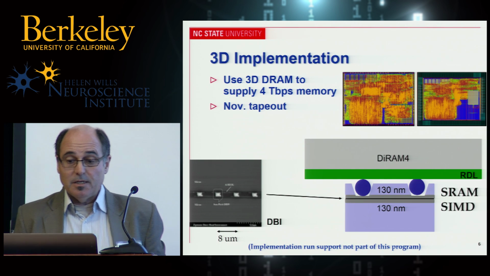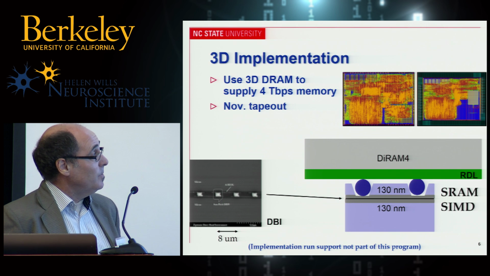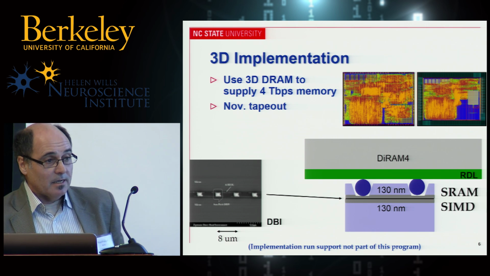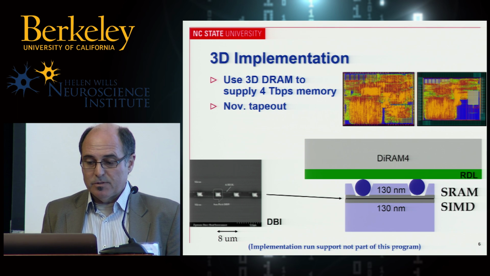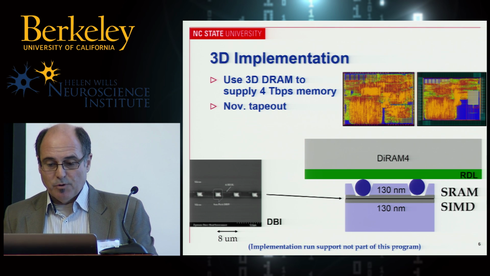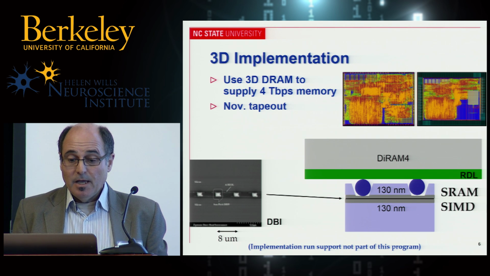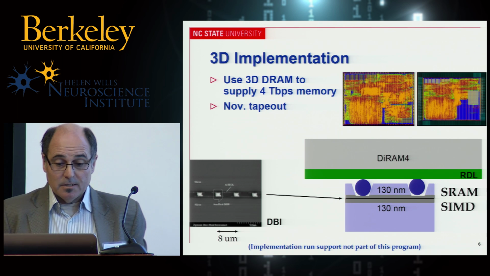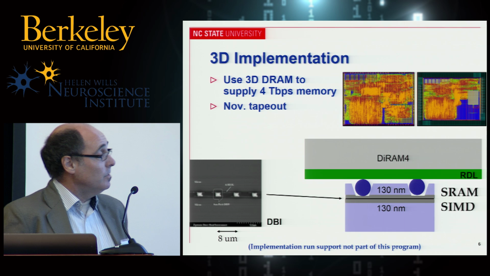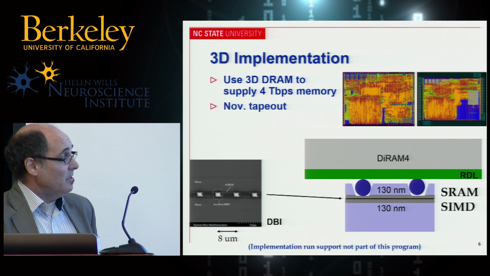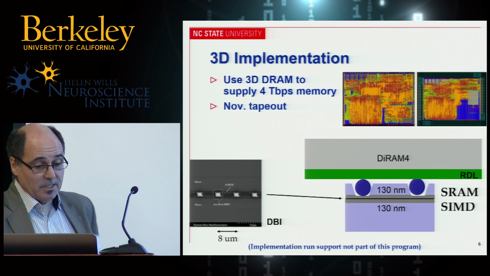3D implementation is key to what we've been doing. In November, we taped out a 2-chip stack that had 2 projects on it. One was a regular heterogeneous processor. The other one was this SIMD engine stacked with SRAM. And that is going to be integrated with the Tezzaron DRAM 4, which is a very high bandwidth DRAM, about 4 to 8 times the bandwidth of DDR.